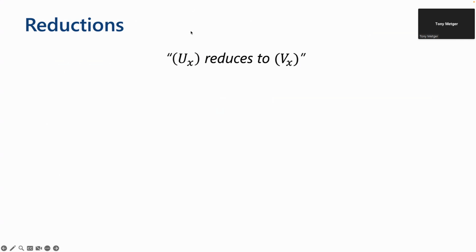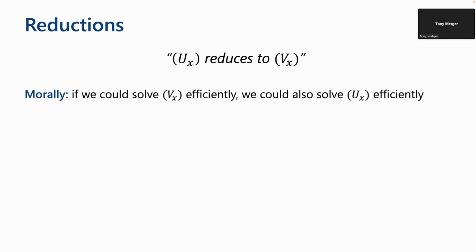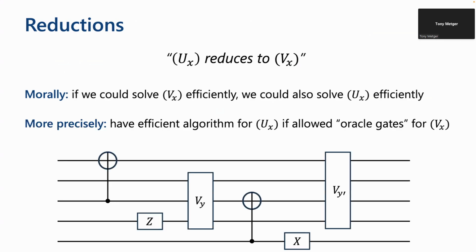Okay, so what do we want to do in a reduction? We want to say that Ux reduces to Vx, where both of these are unitary synthesis problems. Morally, what we want this to mean is, if I had a magic box that solved Vx efficiently, then I could also solve Ux. The way to formalize this is with oracle circuits. Suppose I want to have an oracle circuit for Ux that uses Vx oracle gates.